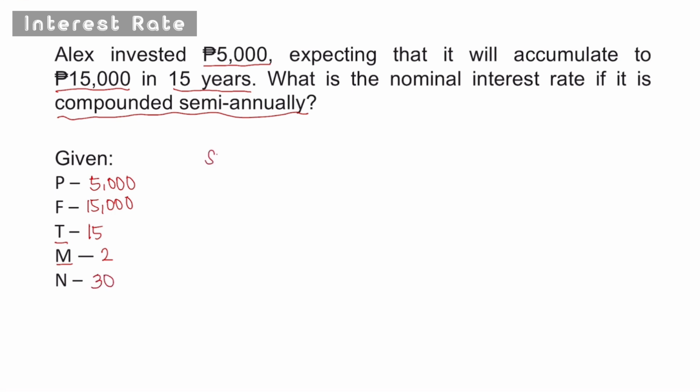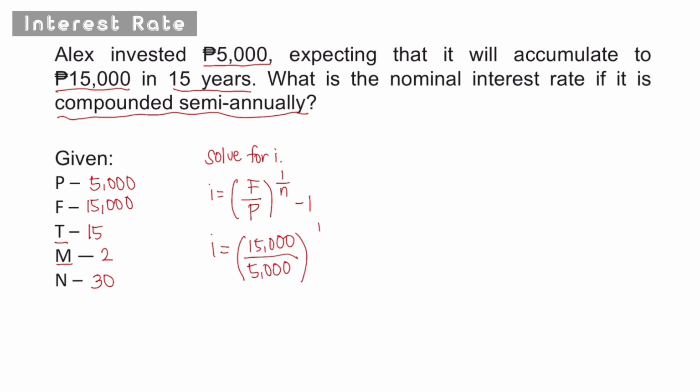So now we can solve for I. To solve for I, we have the formula F over P raised to 1 over N, minus 1. So let's substitute. F is equal to 15,000 and P is equal to 5,000, raised to 1 over N, where N is equal to 30, and then minus 1. Here we can use a scientific calculator to look for the answer. And the answer is 0.0373. This is our I.